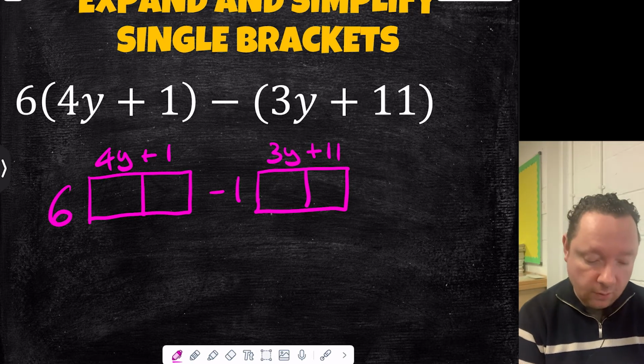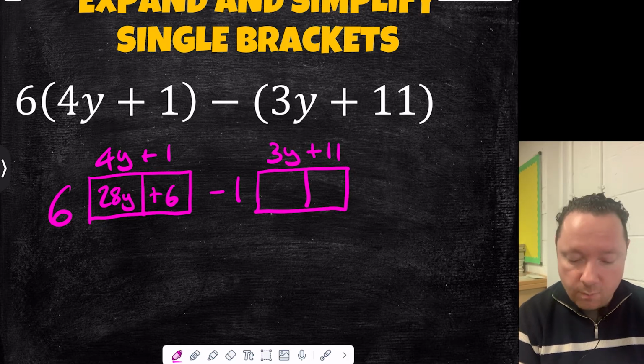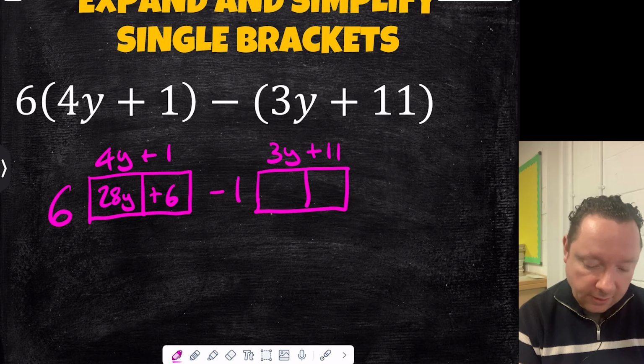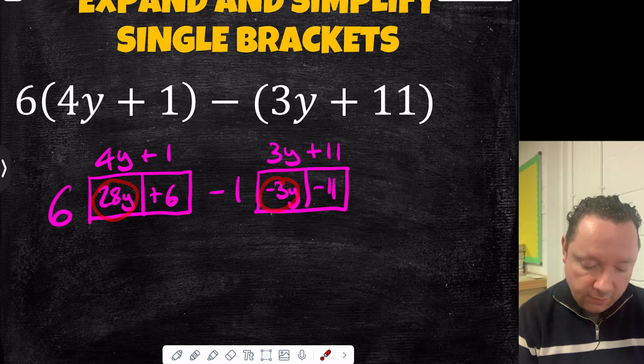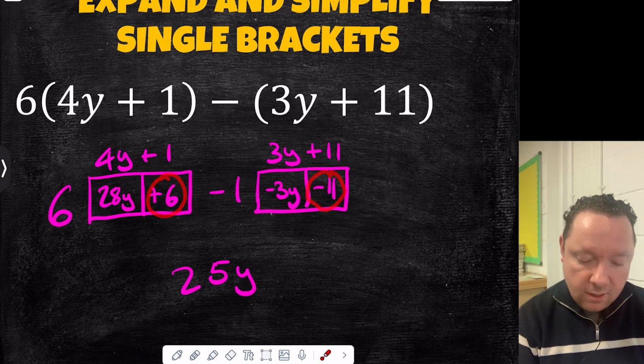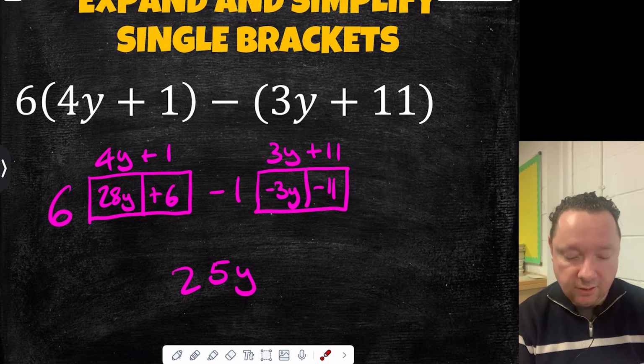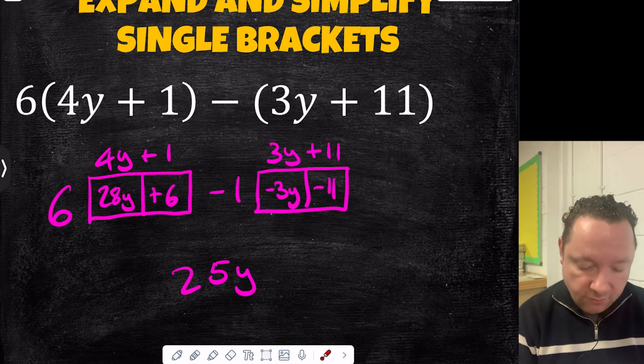6 times 4 is 24y. 6 times 1 is plus 6. Minus 1 times 3, minus 3y. Minus 1 times 11, minus 11. And again, we can now see inside our box, we've got 24 minus 3 is 21y. And then we've got 6 minus 11. Well, that becomes 6, 7, 8, 9, 10, 11. That's 5, so minus 5. And we're done there.